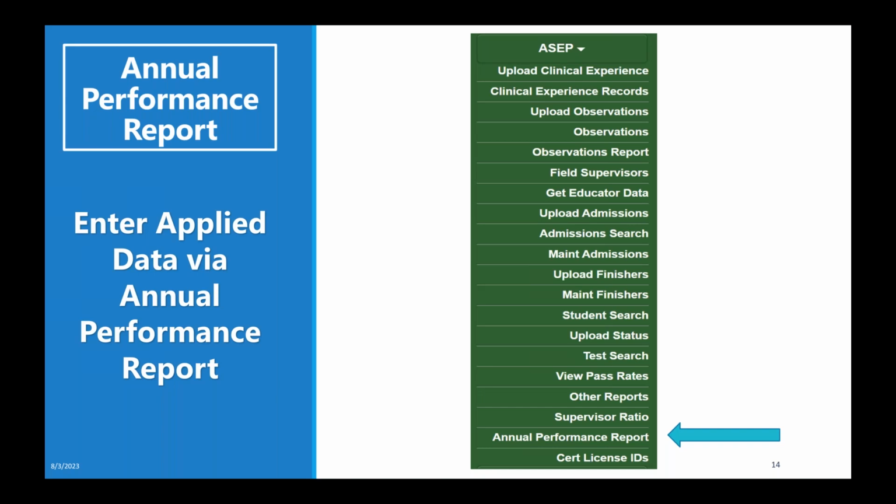To report applied numbers this year, use the Applied portal on the Annual Performance Report menu item in the ECOS green screen. This means we will not use the APR applied spreadsheets this year to report this data.